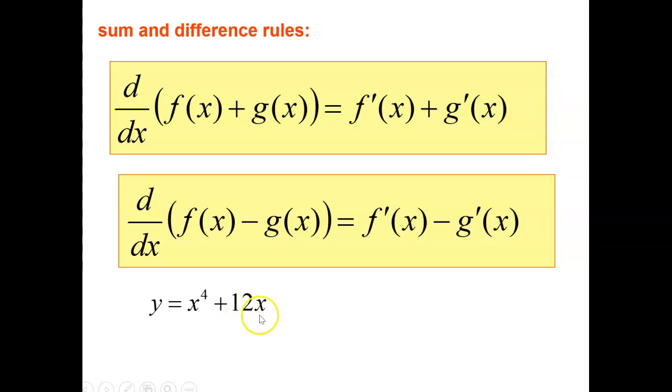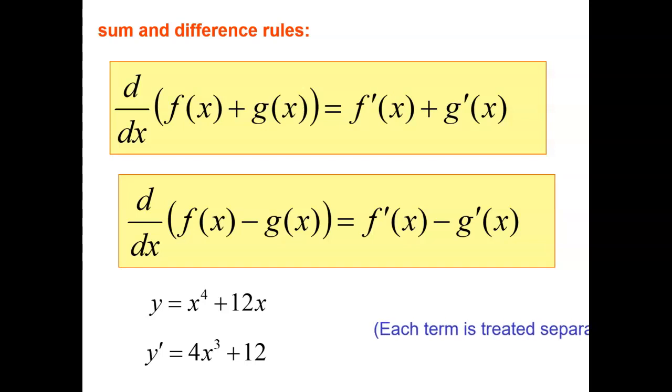And then I look at the second part, and this part right here is a linear function. Remember, if I had y equals 12x, that's just a linear function with a slope of 12. And we said rule number 2 was that the derivative of a linear function is simply its slope. So in other words, when I have x to the first power, I simply take the coefficient that I have there. So the derivative of this function is 4x to the 3rd plus 12, using the power rule, the linear rule, and again now the sum rule. We simply take the derivative of each term treated separately.